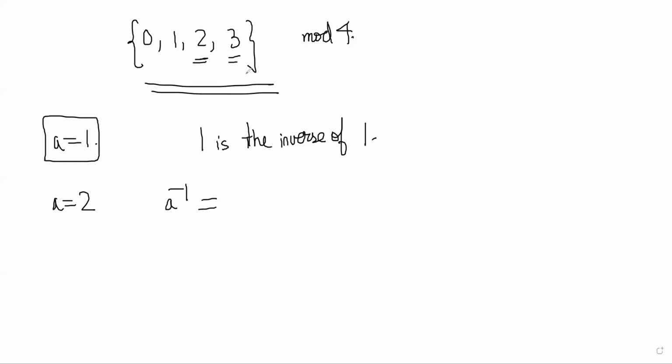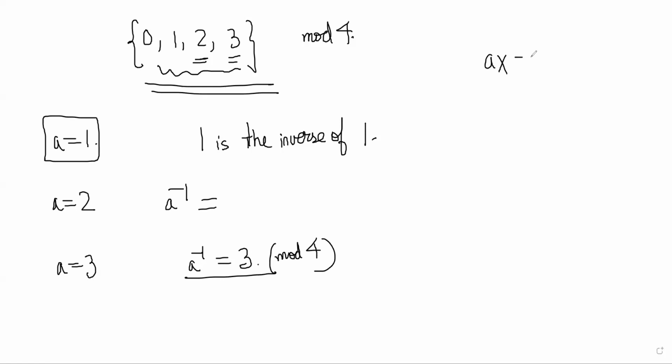For 3, do we have an inverse? 3 into 3 is 9, which is 1 mod 4. For A equal to 3, A inverse is also 3. But for 2, there is no inverse in this set, right? Unless I'm making some mistake. Yeah, there is no inverse for 2. The idea is you should be able to find inverses by following the logic that AX should be 1 mod M.